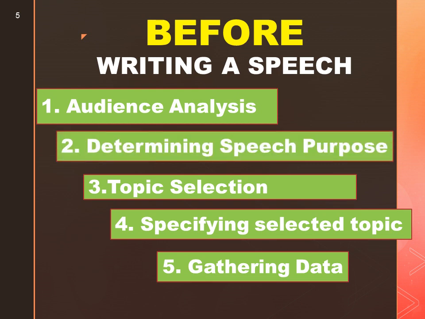The second one is determining speech purpose. If you can still remember the acronym PIE, we have three purposes of why we write a speech. Number one, when we try to persuade, and number two, when we try to inform, and the third one is when we try to entertain. After which, we try to select our topic and also specify it so that at the final step, we could read and gather data in order for us to craft our speech in the while writing a speech phase.